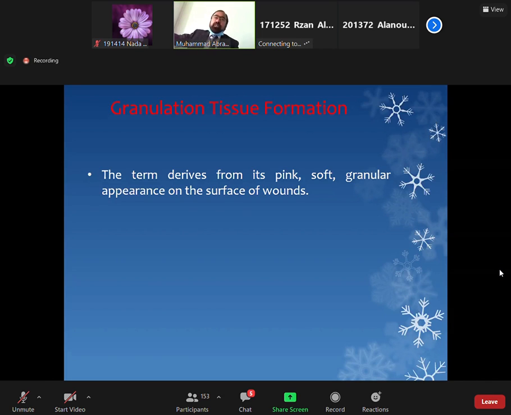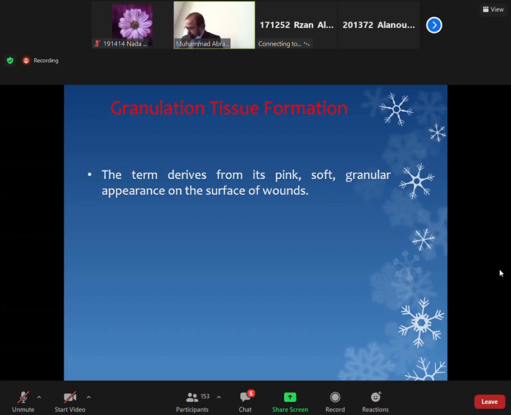Granulomatous inflammation is a chronic inflammation, a specialized type of chronic inflammation. Specialized or activated macrophages get together and form epithelioid cells. Then they coalesce to form giant cells, surrounded by lymphocytes and fibroblasts. This is granulomatous inflammation. This is granulation tissue.